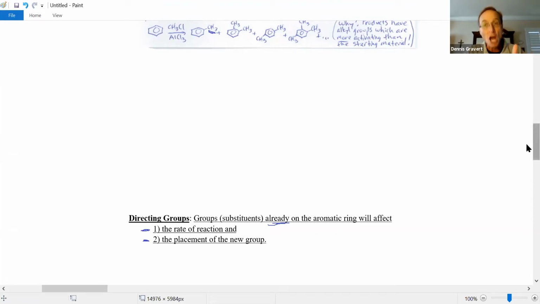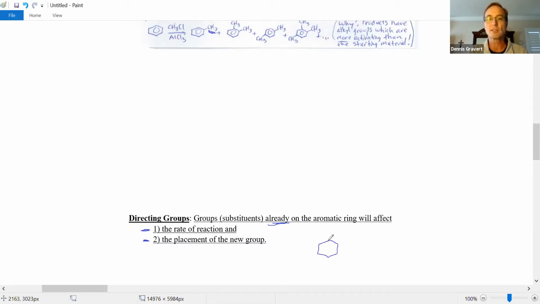Okay, so we need to know, here's the bottom line, the nitty gritty: which groups are going to be speeding up, which ones are going to slow down, and which ones are going to send things to different parts of the ring. Okay, time to start simplifying. Here we go. Let's tackle the second point. Where does the group go?